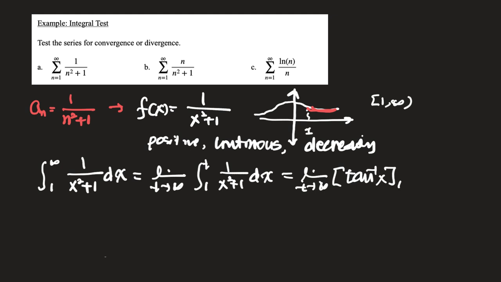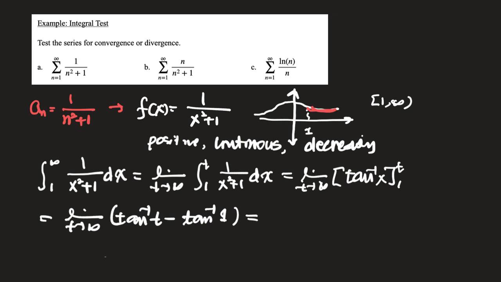So plug in the t value. T approaches infinity, arctangent t is going to be pi over 2. Arctangent 1 is pi over 4. This improper integral is going to be equal to pi over 4.